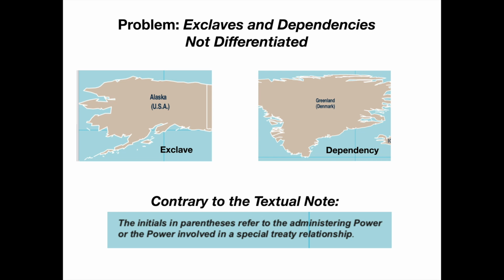So you could see Alaska, a constituent state of the United States, is mapped the same way that Greenland is, whereas Greenland is essentially an autonomous country that is under the sovereign umbrella of the Kingdom of Denmark. So it's a confusing way of looking at this. And it's also contrary to the textual note on the map, which says that the parentheses shows the administrating power. And the United States is not the administrating power of Alaska, rather Alaska is part of the United States. So it's a very important differentiation here that is not shown.